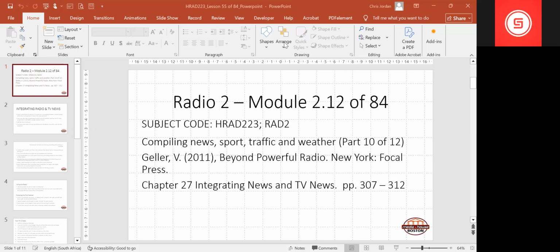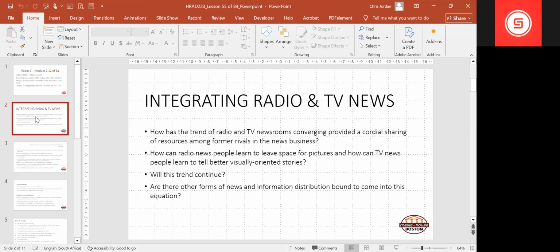Compiling news, sports, traffic, and weather. Please, that's from Geller's book, Chapter 27, Integrating News and TV News, pages 307 to 312. And I'm going to play two videos for you today, and both videos are on how to broadcast for TV versus how to broadcast for radio. The one is 10 minutes, and the one's about 3 minutes or so. That should give you a good idea as to why the running time of the video and the lesson is the way it is.